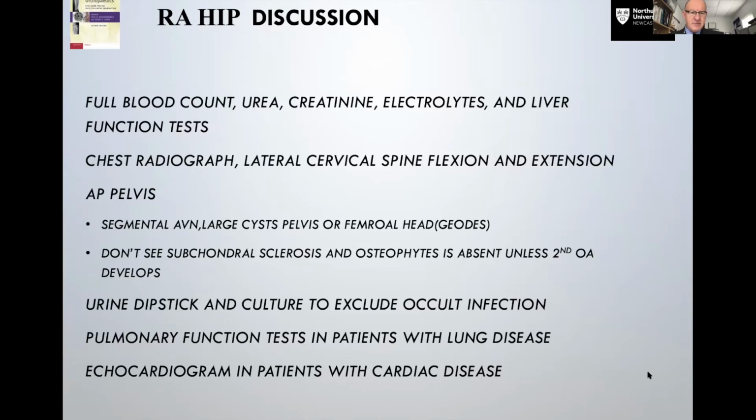AP pelvis may show segmental avascular necrosis, maybe large cysts in the pelvis or femoral head, and these are so-called geodes. You don't see the subchondral sclerosis and osteophytes that you see in osteoarthritis unless secondary osteoarthritis has developed. Urine dipstick and culture to exclude occult infection, pulmonary function tests for patients who have lung disease, and an echo if the patient has cardiac disease.